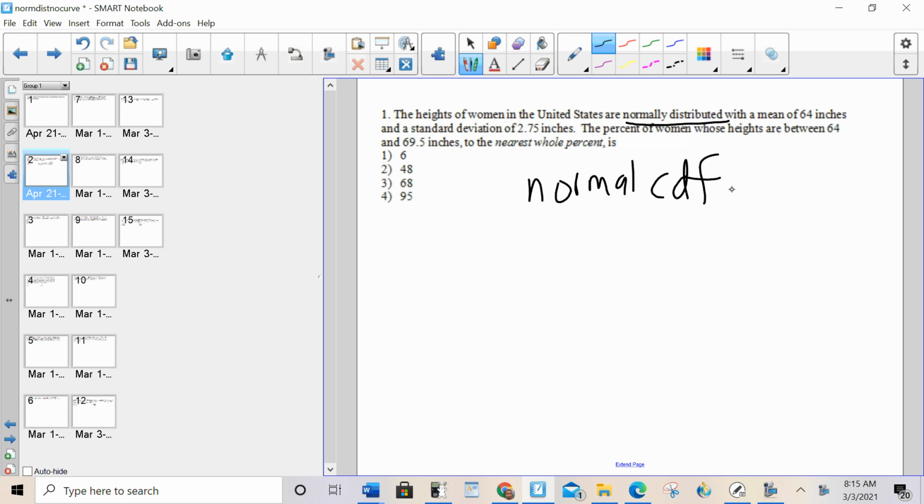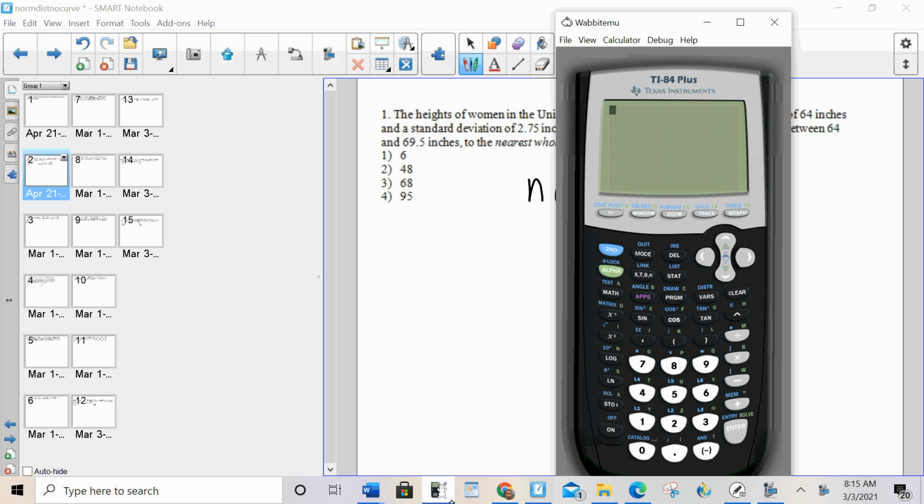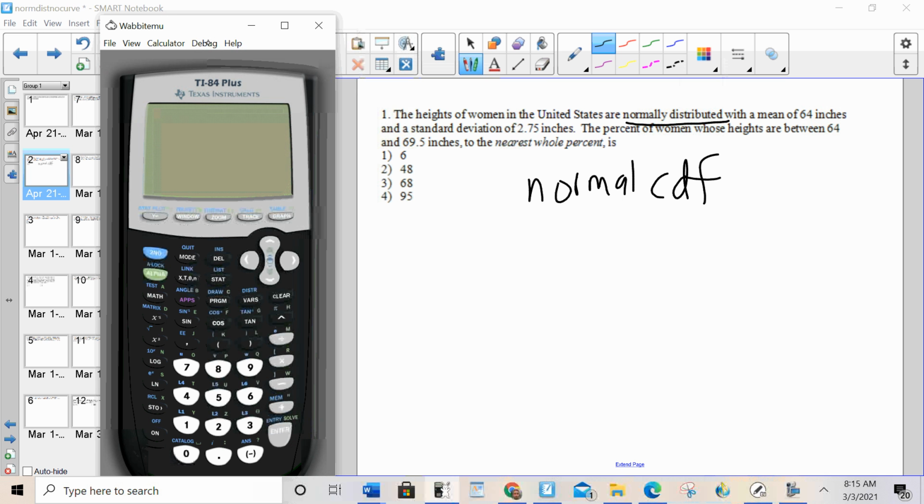So how do I do that? I go to my calculator. I hit second VARS. The VARS button is right below the down arrow. It's next to the clear button. You'll see this come up, and then option 2 is normal CDF. You'll see lower, upper, mu, and sigma.